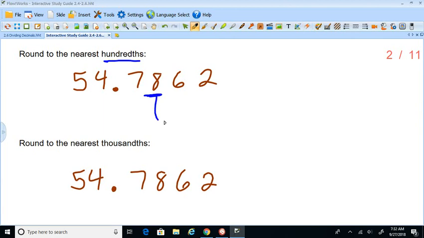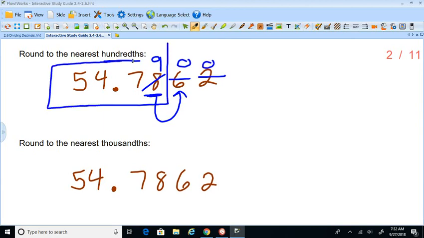It's a 6. Remember, 0 through 4 tells us to leave it alone. 5 through 9 tells us to bump it up. That's a 6, so we're going to bump up the 8 to a 9. The 6 and the 2 and anything to the right becomes zeros. And in decimal land, we cut it off, and we always rewrite our final answer. Final answer would be 54 and 79 hundredths.